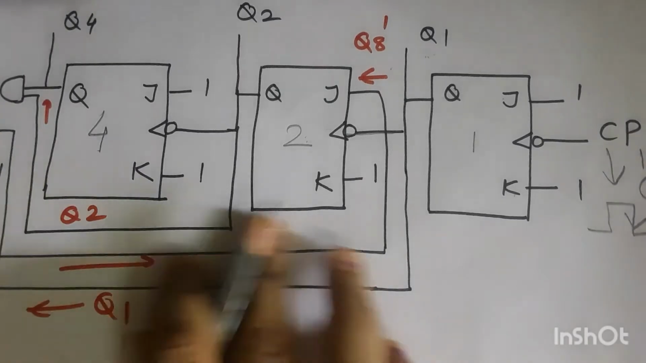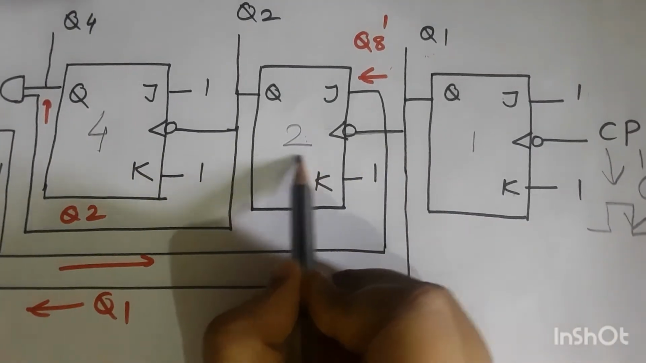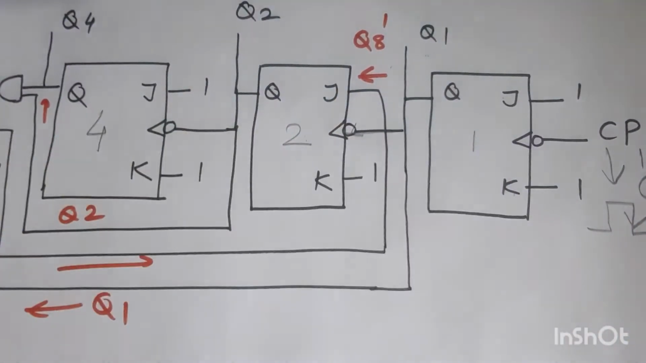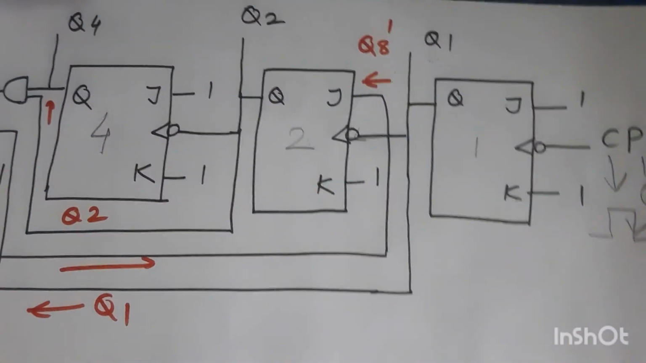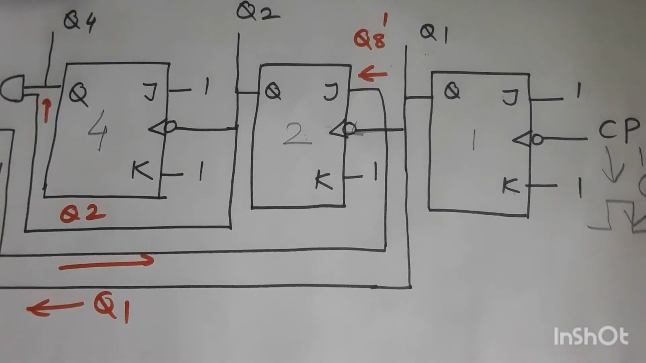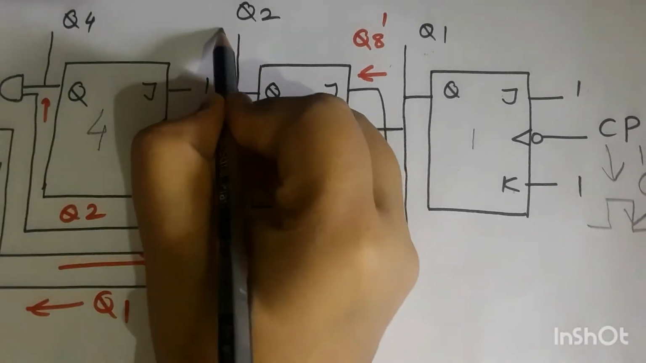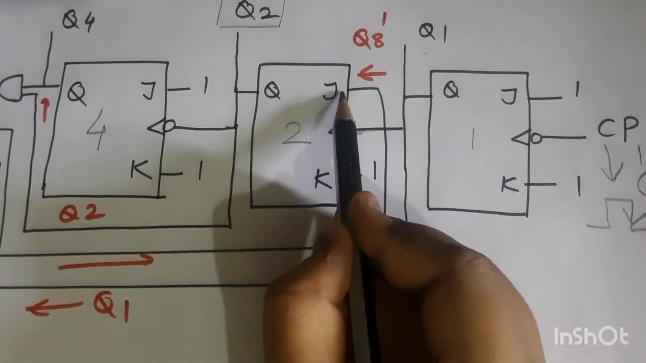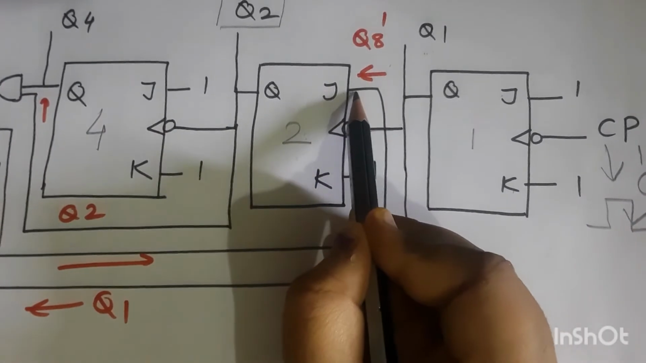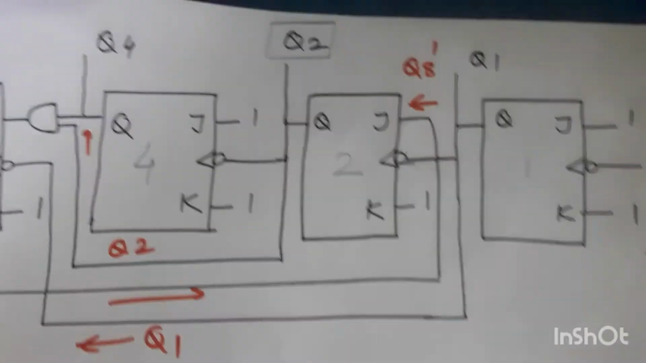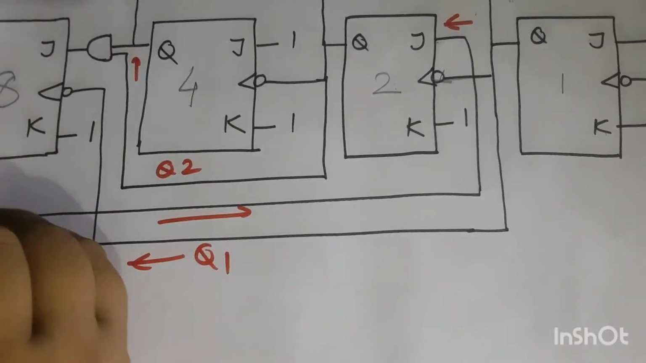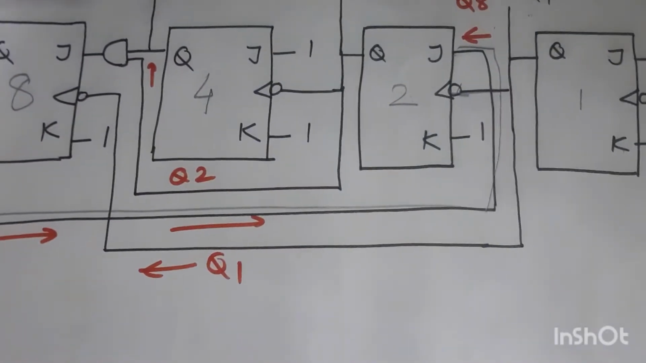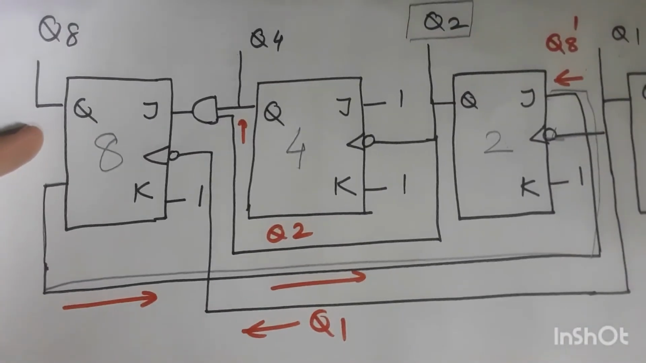I have put the weight actually: the flip-flop which has the weight 2. Here also Q1 is going, whenever the 1 to 0 transition is happening. And all the conditions I have mentioned are from Q2. That is, J is connected to not of Q8. Not of Q8. Why not of Q8?